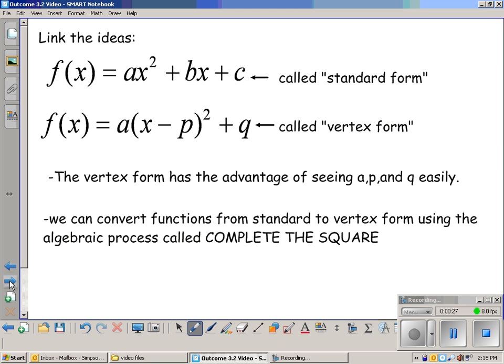In the previous two lessons, we looked at something called standard form and something called vertex form. Vertex form has the advantage of allowing us to see a, p, and q easily. We need to be able to convert functions from standard form to vertex form, and so we're going to use a process called completing the square.